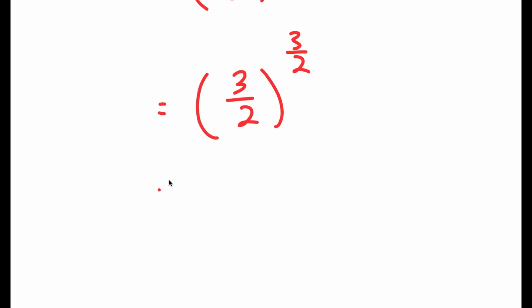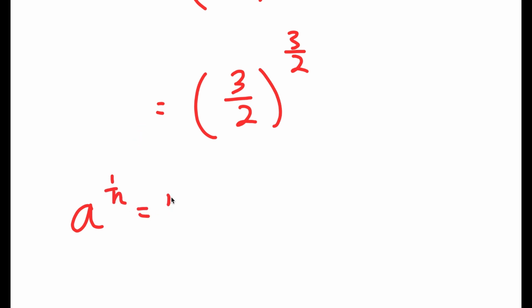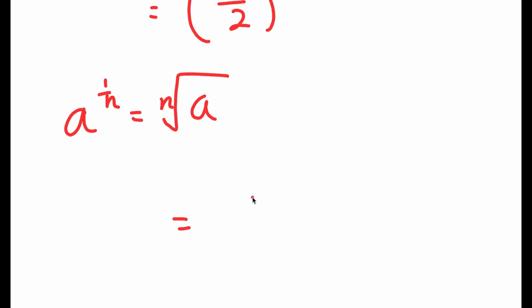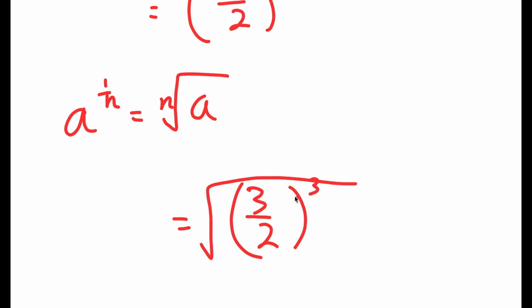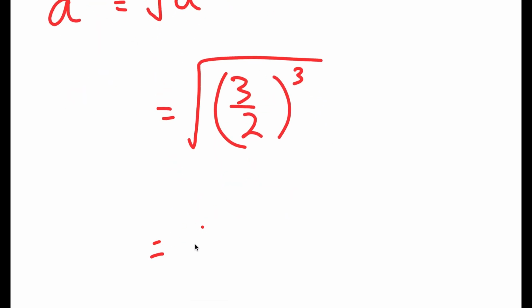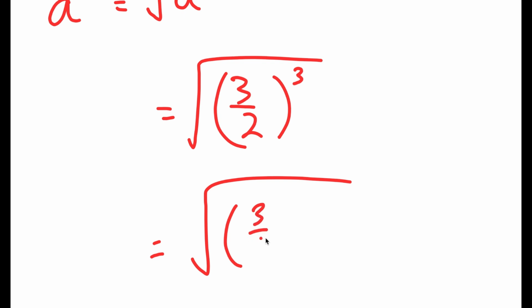Now, I'm going to use a property of exponents that states that if I have something in the form a to the power of 1 over n, this is equal to the nth root of a. So, what I'm going to do is rewrite (3/2)^(3/2) as the square root of (3/2)^3. And this is the same thing as (3/2) to the power of 2 plus 1.